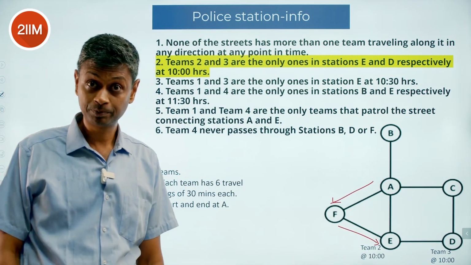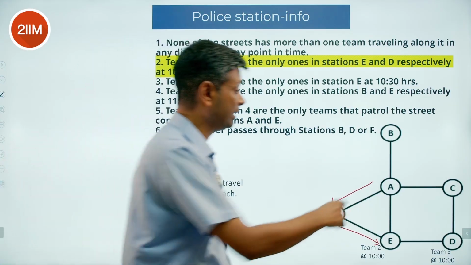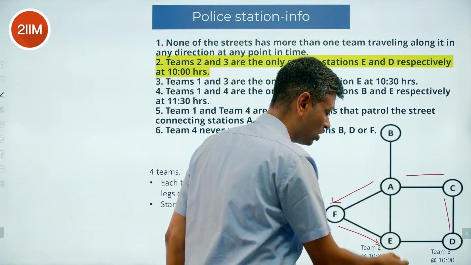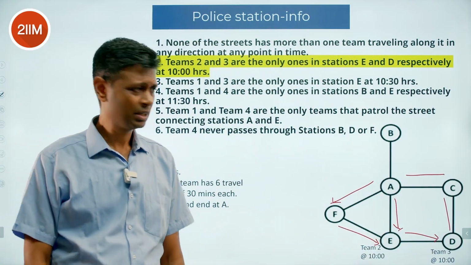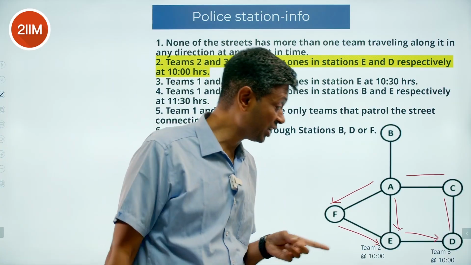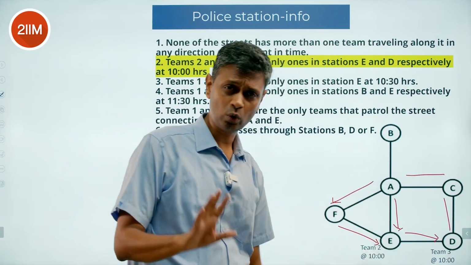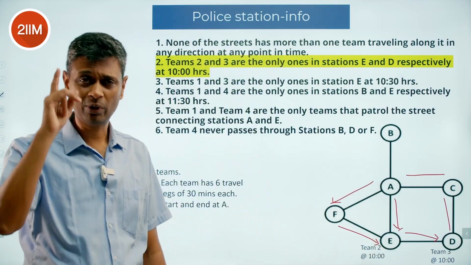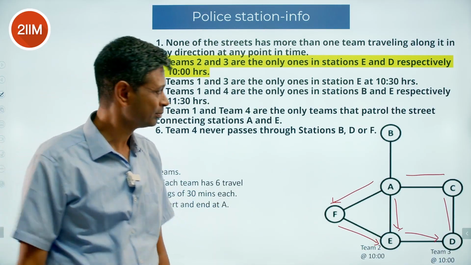Team 3 reaching D could have been A, C, D or A, E, D. One of these two. There are 2 options for reaching D: A, C, D or A, E, D. But for team 2, there's only one option: A, F, E. Nothing else is possible.